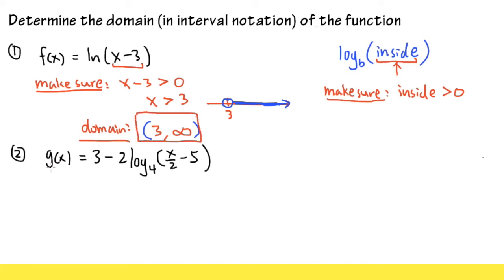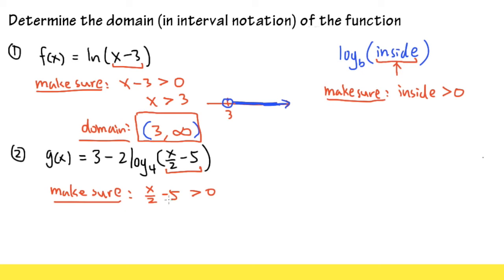Moving on to the second one, we have the function g of x is equal to 3 minus 2 times the log base 4 of x over 2 minus 5. And all we care about is just the inside of the logs. This 3 doesn't matter. This minus 2 here doesn't matter either. All we have to pay attention to is the inside of the logarithm, which is this. For this function, we have to make sure the inside expression, which is the x over 2 minus 5, has to be greater than 0. Then we just have to solve for x.